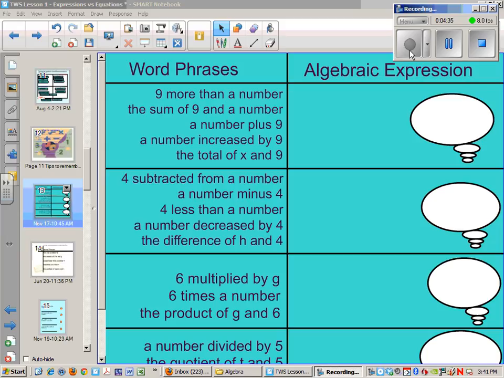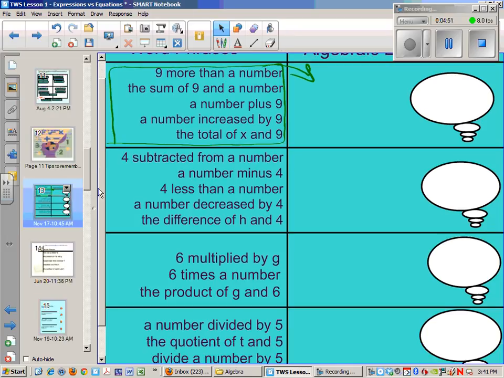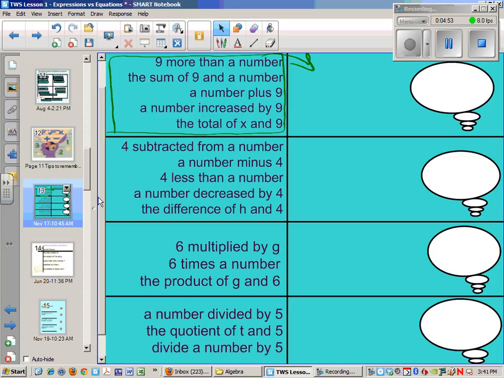So on the left side, we have word phrases, and within each box, each of these word phrases means the exact same algebraic expression. So I want you to go ahead and read through the 4 word phrases, and determine the algebraic expression. So I'm going to pause the video, you pause the video, and do these 4 problems.